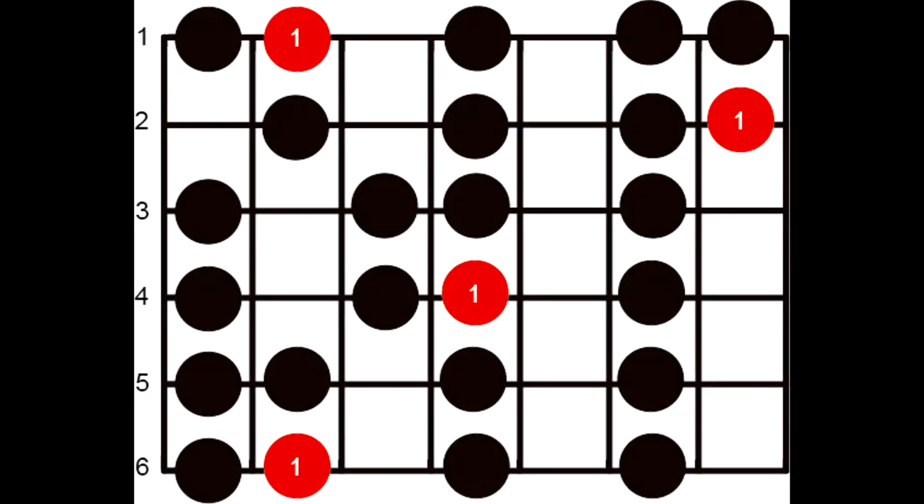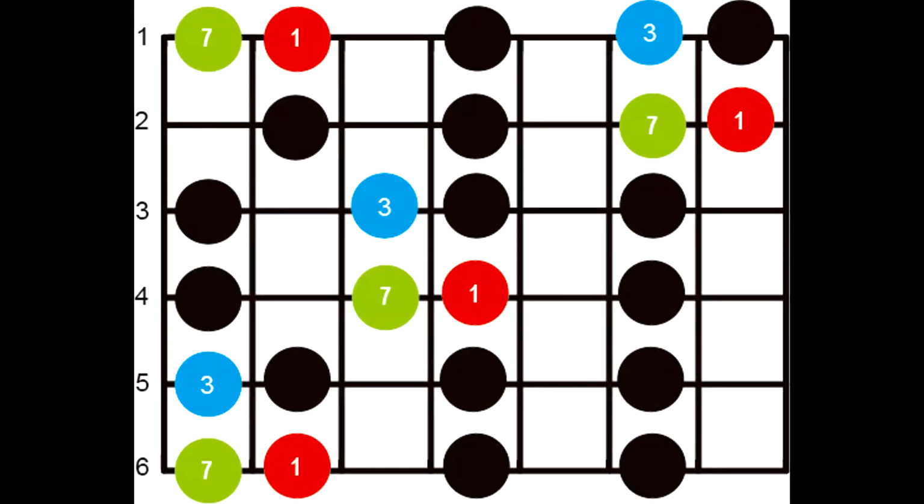In the Ionian mode, we're going to play the root, which is the main note. We're going to play also the third. This note indicates if we are in a major or a minor tonality. And also we'll play the 7th. This note is going to be the difference between the Ionian mode and the Mixolydian mode, which we'll be seeing later on in this video.